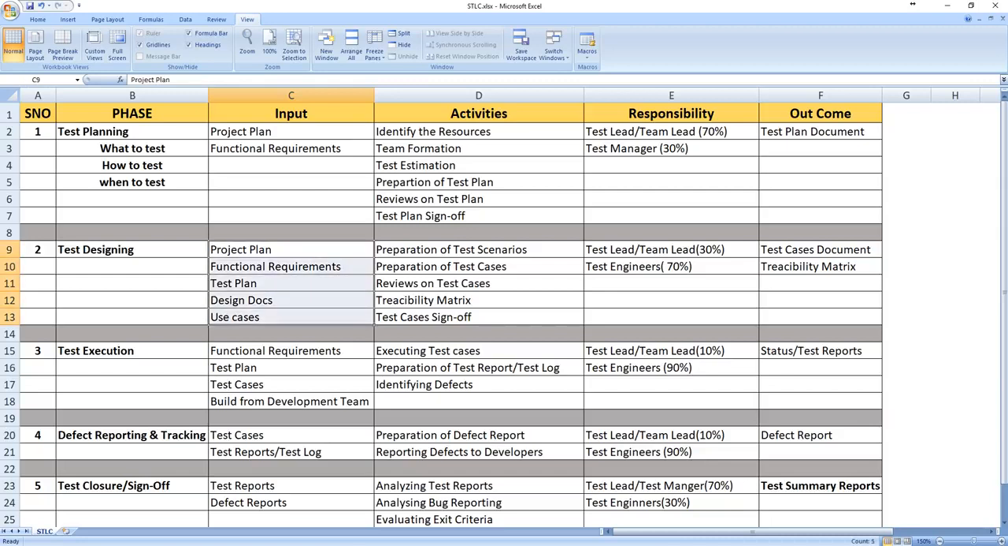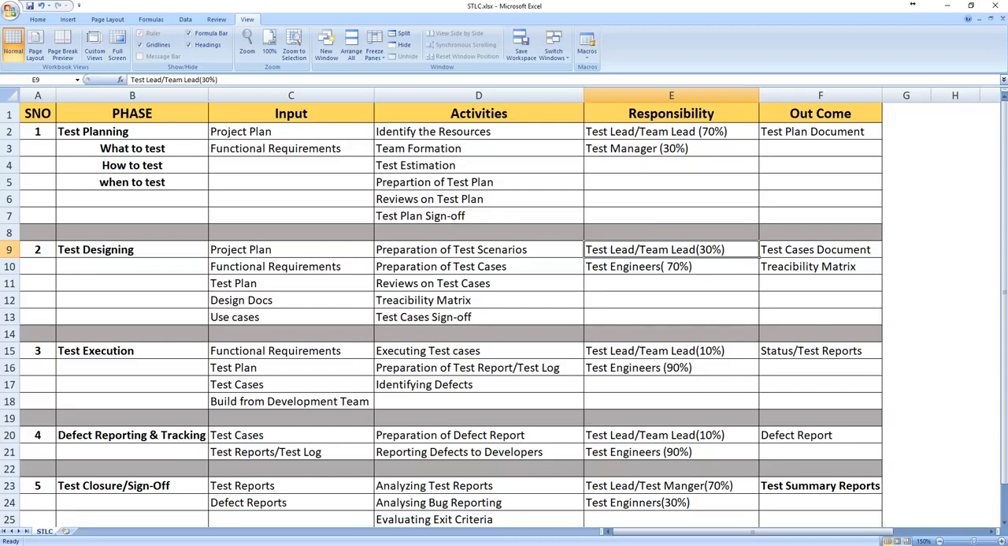And what are the activities we need to perform? Here, what are the main people involved? Test lead and team lead. Their role is only 30%, but test engineer role is 70%. Because the main role of writing the test scenarios, test cases, and everything can be done by the test engineers. So their role is 70%. And test lead and team lead, they will review our test cases, our test scenarios, and they will provide the sign off and everything. So their role is 30%.